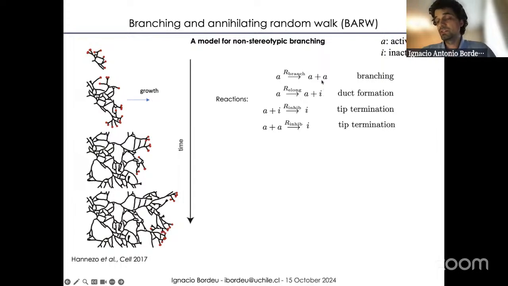Those are going to be diffusive in our mean field equations. We're going to have also inactive particles. Those are ducts that are being deposited by active particles as they elongate. And if an active particle interacts with an inactive particle, then they're going to become inactive. So it's going to be just an inactive particle. And the same happens if two active particles meet. But of course, this occurs with very low probability. What's happening all the time is interaction between active particles and ducts.